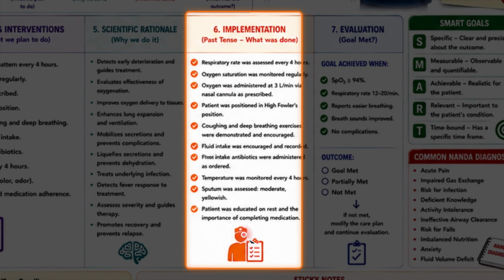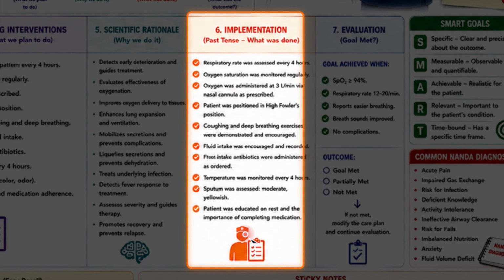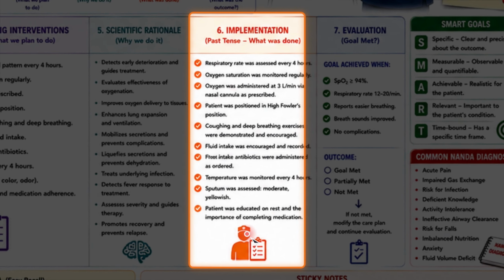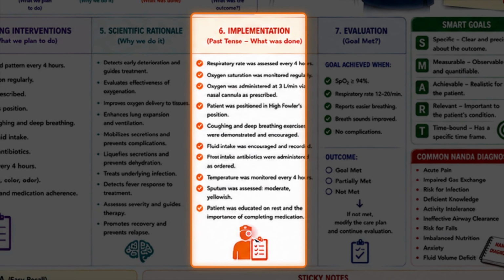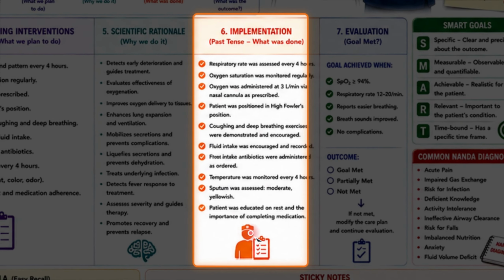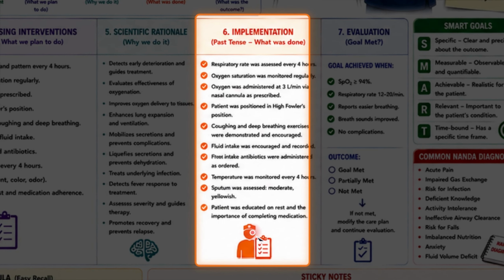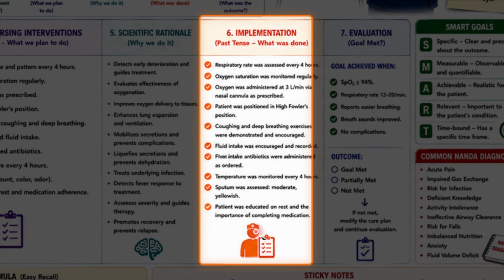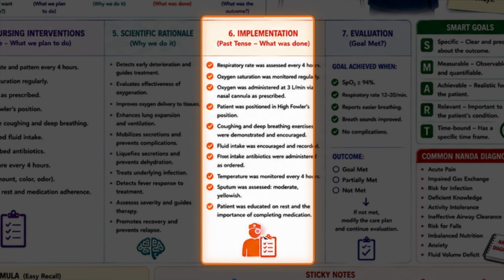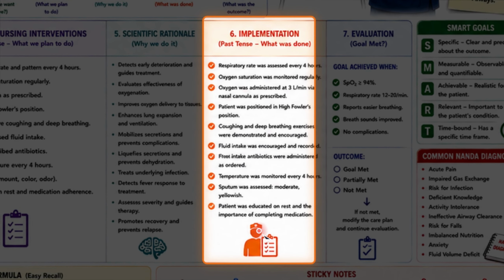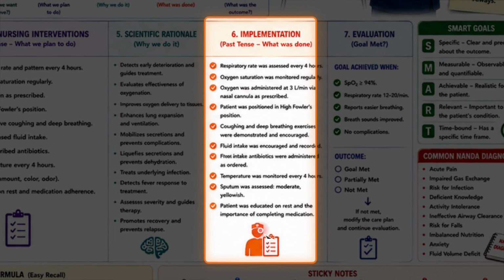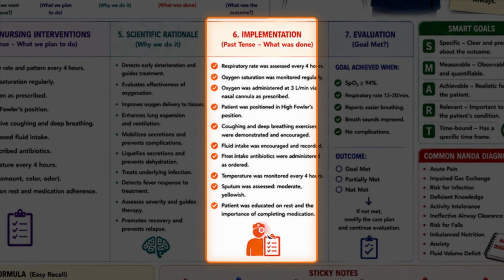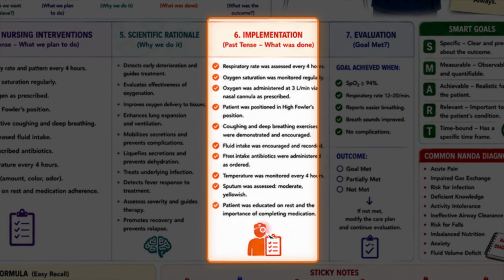Respiratory rate was assessed every 4 hours. Oxygen saturation was monitored regularly. Oxygen was administered at 3 liters per minute via nasal cannula as prescribed. Patient was positioned in high Fowler's position. Coughing and deep breathing exercises were demonstrated and encouraged. Fluid intake was encouraged and recorded. First dose antibiotics were administered as ordered.